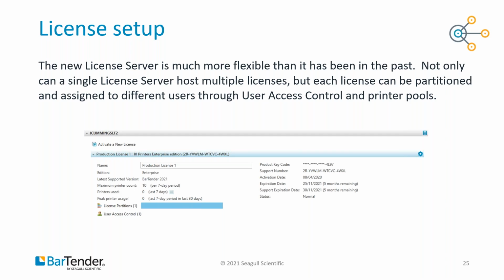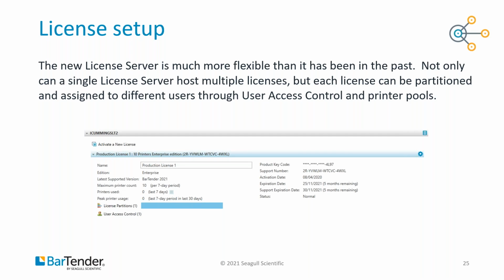License setup. Now, in the license server, we can actually host one or more licenses. And you can access one of those licenses, and you can look at the details of that license. So here we can see in the screenshot, the license is identified by its support number, but you can give it a more meaningful name. So in the dialog there, I've set the name to be Production License 1 to help identify what that license is, rather than just a code.